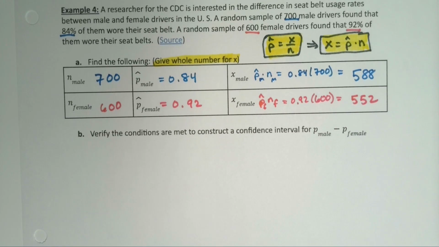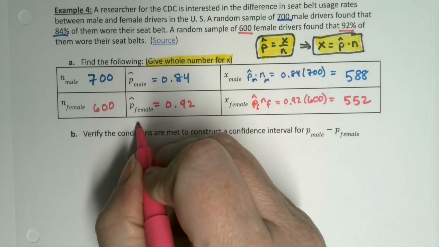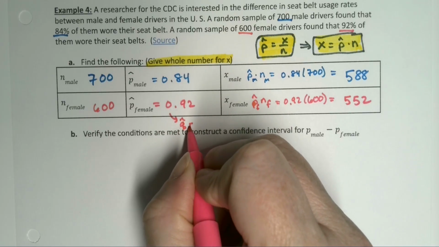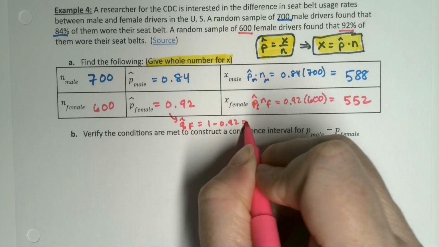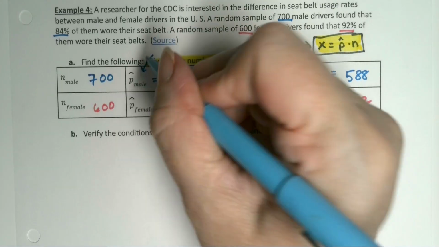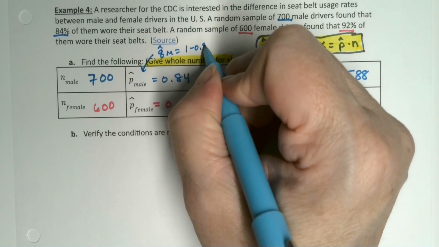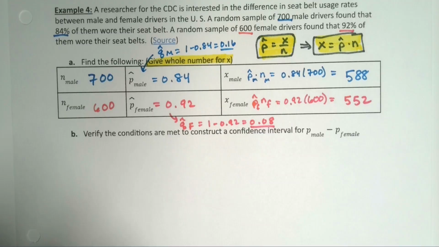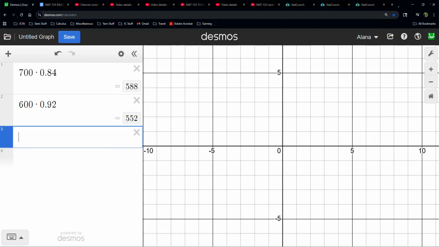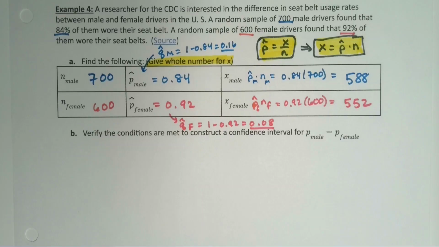Wonderful. Now, before I go any further, I will say I'm going to need q hat down here. So I'm going to take a moment and find the q hat values. So q hat for the females would be 1 minus 0.92, which is 0.08. And then q hat for the men, I'm just going to put it up here. Q hat for the men would be 1 minus 0.84, which is 0.16. Again, I'm just prepping myself for later because I know I'm going to need them. And if you don't believe me, 1 minus 0.84, 1 minus 0.92. So that's where those come from.